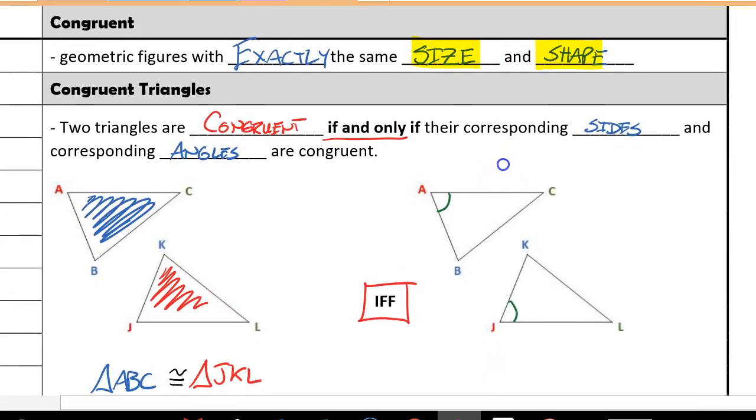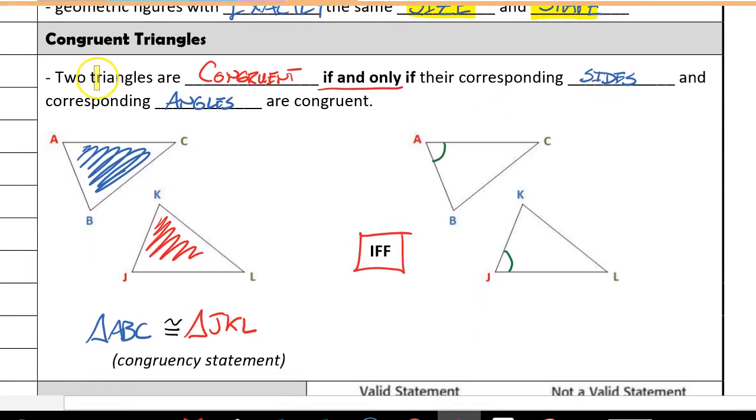In terms of triangles, we can have a formal definition that two triangles are congruent if and only if. Now, if and only if is once again a biconditional statement, meaning that it goes forwards and backwards. So two triangles are congruent if and only if their corresponding sides and corresponding angles are also congruent. In terms of a visual representation, we can say that triangle ABC is congruent to triangle JKL if and only if all of the corresponding sides and angles are congruent.